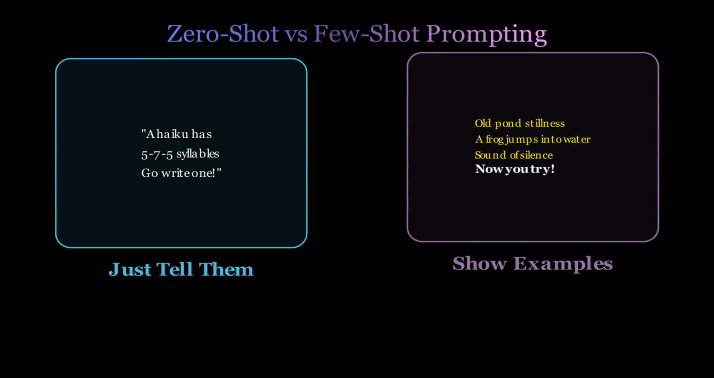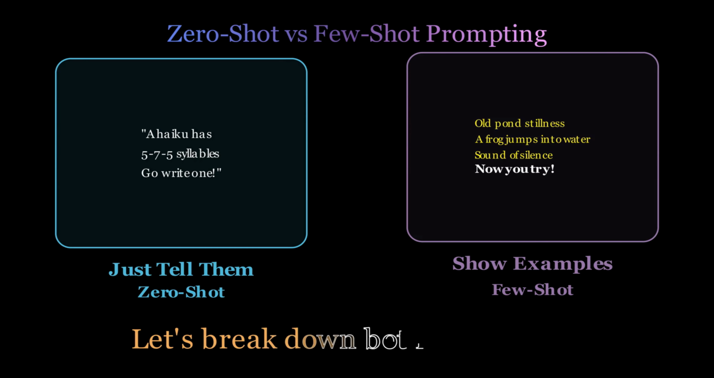Then let them try. This is the difference between zero-shot and few-shot prompting. And knowing which to use can dramatically improve your AI results. Today, we'll explore both approaches, see them in action with ChatGPT, and learn exactly when to use each one.